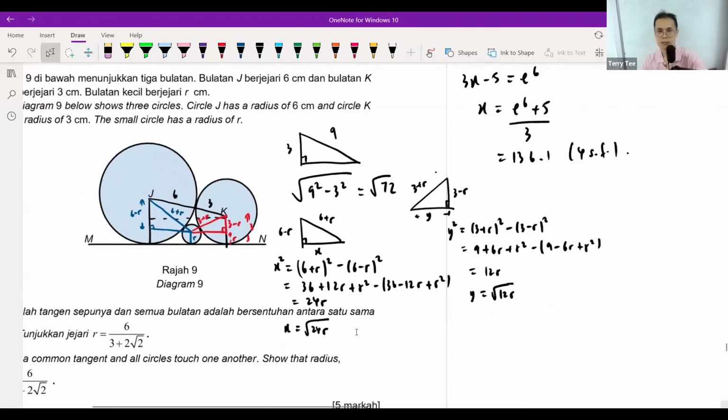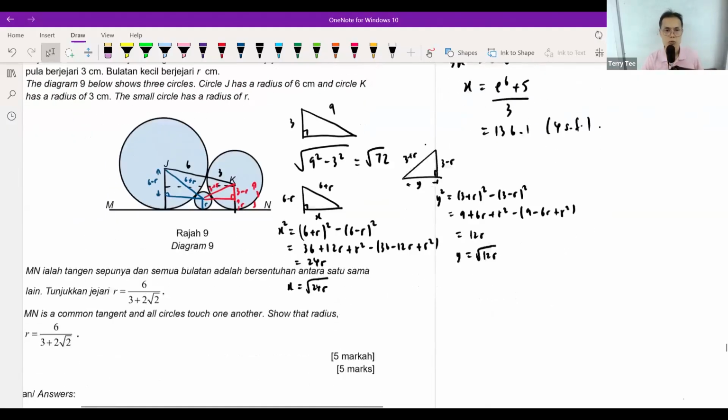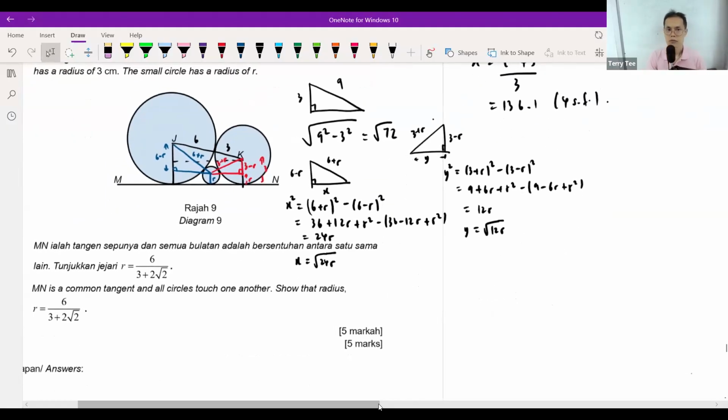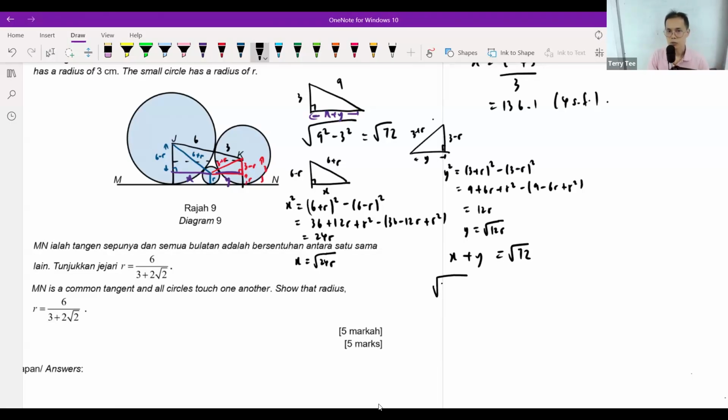Right, zoom out a bit. Okay, I need to continue to show that your r equals 6 over 3 plus 2 root 2. Why do I call it x and y? Because the length, if you can see, this is your x. Okay, sorry, this is your y. You add together, that is equal to the length from here to here, which is square root 72. So we know x plus y is square root 72. Your x is square root 24r. Your y is square root 12r. The result is square root 72. My job is to find r.